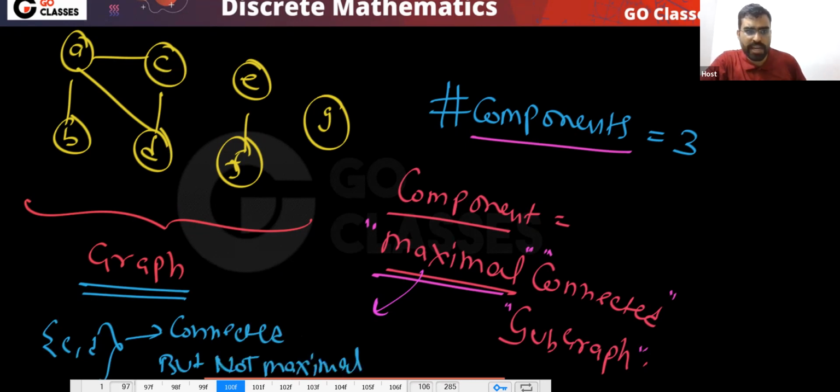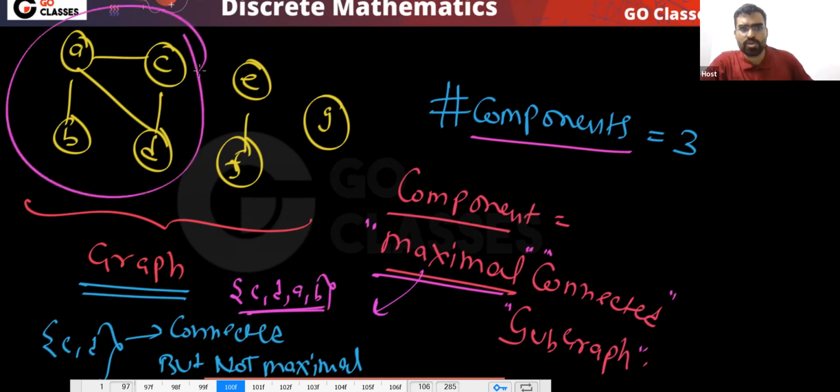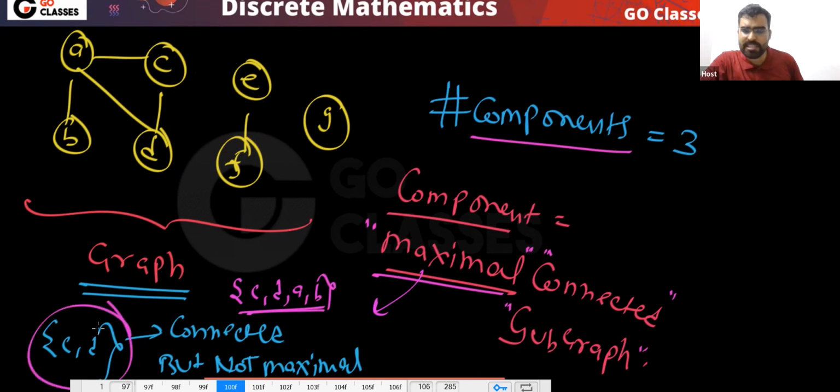Why? Because you can add something. What you can do is C, D, A, B. You can add this. Now you can notice this is also connected. So it means this is not maximal. You can add something. Yes or no? Agree or not?